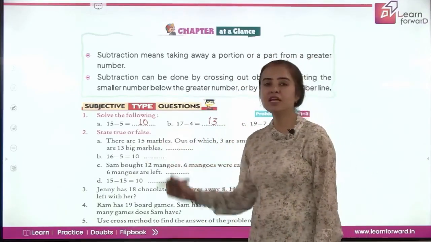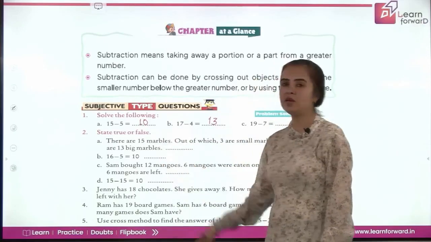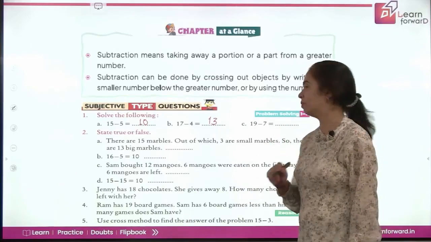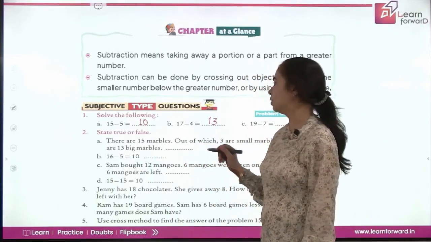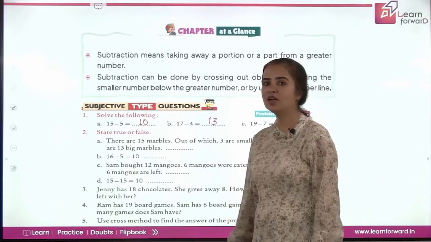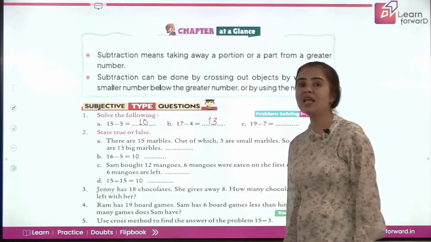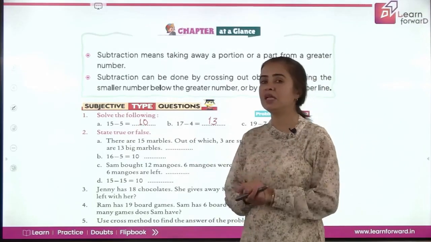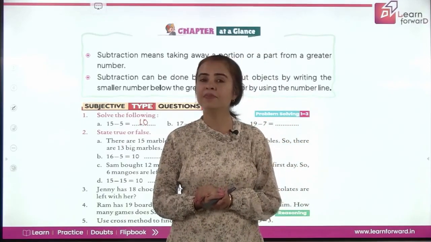You have to state whether these statements are true or false. There are 15 marbles, out of which 3 are small marbles. So there are 13 big marbles. Is it correct or not? You have 15, out of which 3 are small. So what do you think will be the remaining number of marbles which are big? What will you do, children?